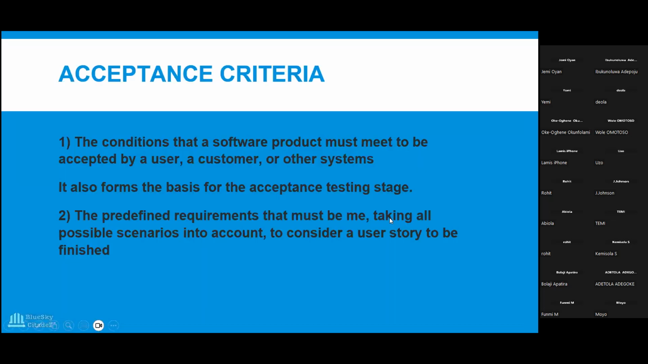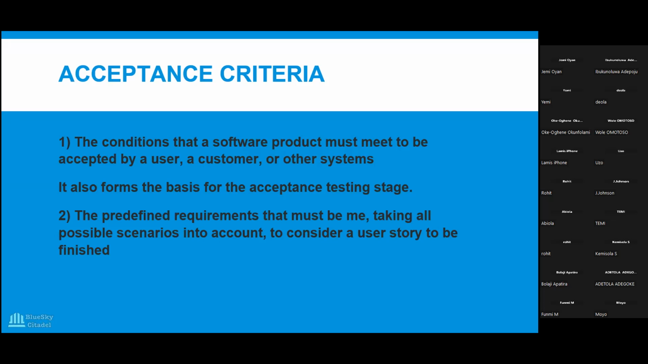So we've talked about user stories, right? I remember that at the start I said this is, will I say, a lecture now, or tutorial on user stories and acceptance criteria. Now, your user story is not complete until you have your acceptance criteria. Why is this? Maybe if we look at the definition of the acceptance criteria, we'll understand why that's the case. The acceptance criteria are the conditions that the software product must meet to be accepted by a user, a customer, or other system. It also forms the basis for the acceptance testing stage.